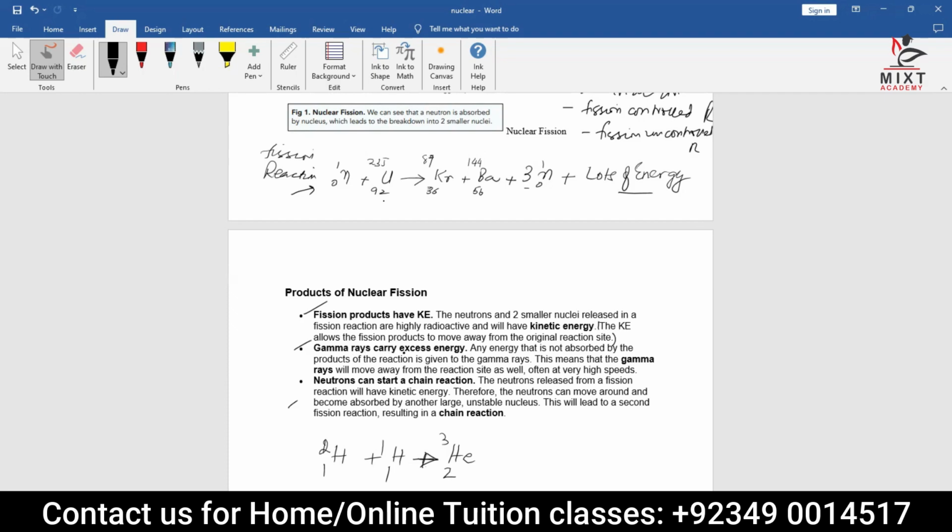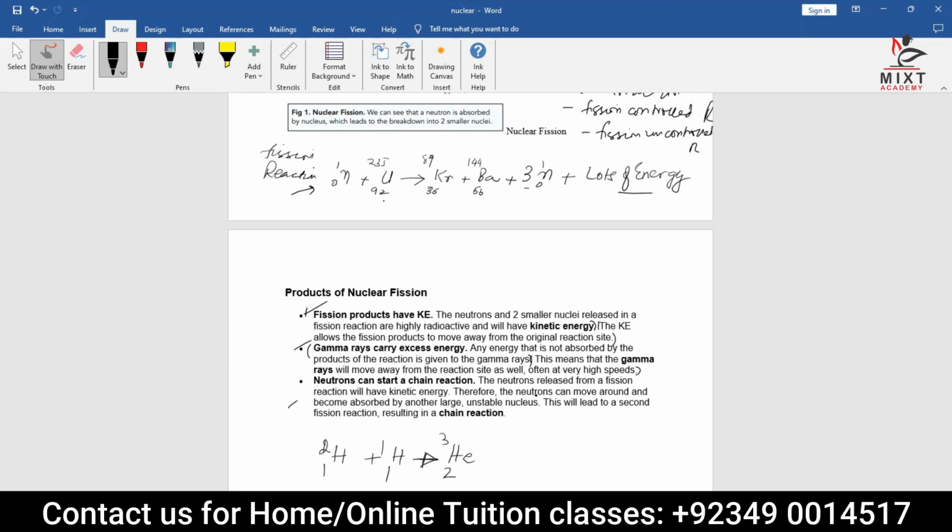Then gamma rays carrying excess energy. Any energy that is not absorbed by the products of the reaction is given to the gamma rays. This means gamma rays will move. Also, there is no need to write this. So you have to write till here. Same thing till here. And the last one, neutrons can start a chain reaction.